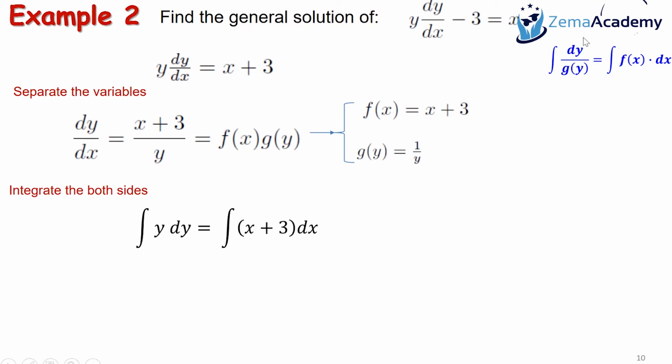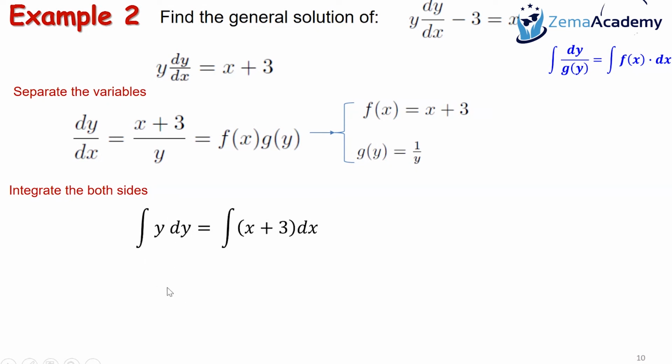So if you look at it, if you place your dy over 1 over y, your y will come up as a numerator. So it is y dy equals f(x), and f(x) is (x plus 3) dx. Now it is very simple to solve because you know that the integral of y dy is y square by 2. Remember, it is n plus 1 over n plus 1. So y, 1 plus 1 is 2, so it will be y square over 2.